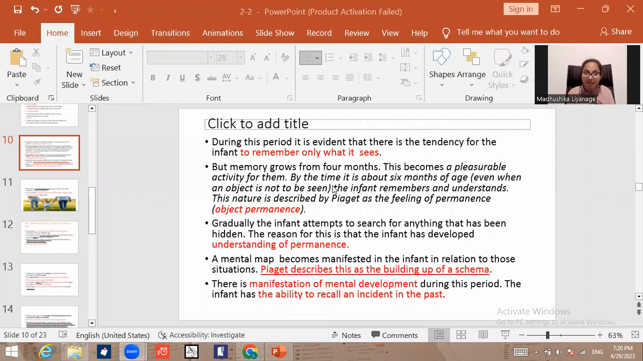So that is the schema, right? That is the schema that you have.